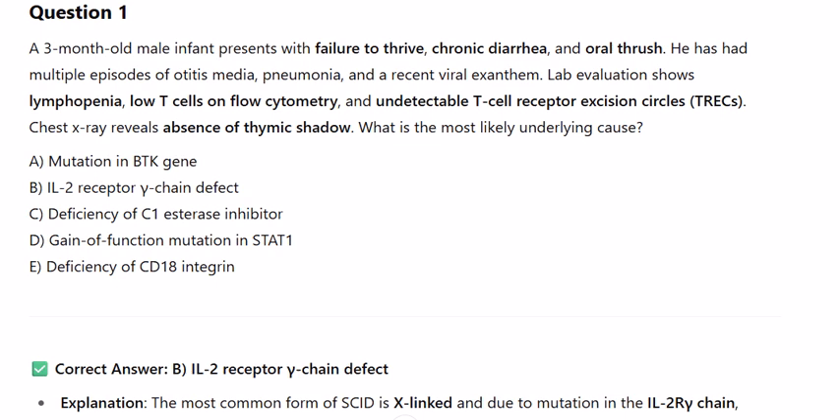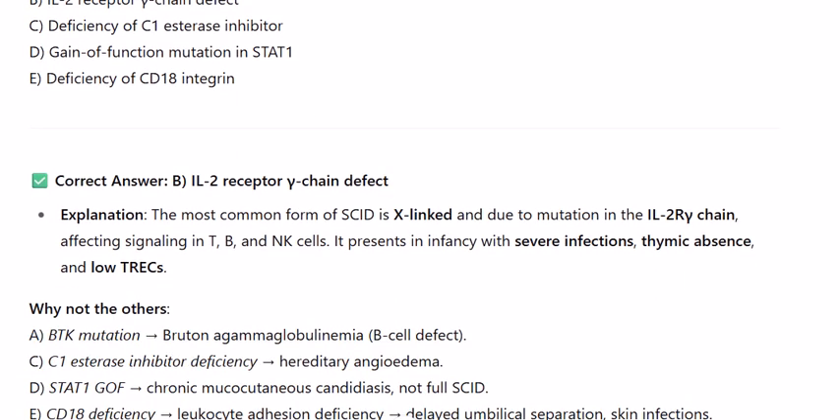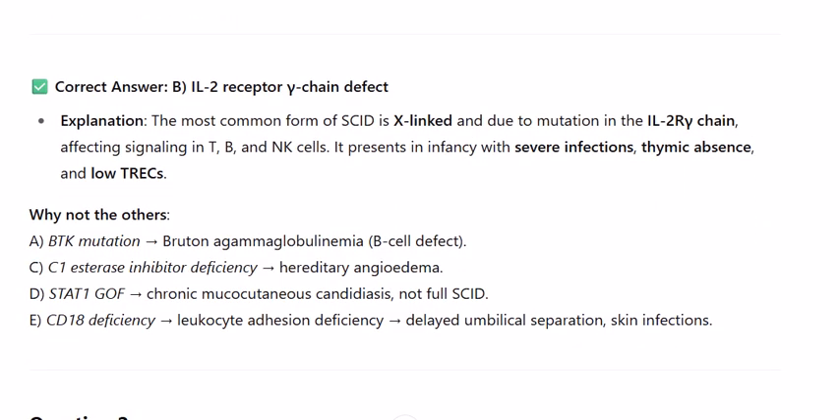Correct answer, B. IL-2 receptor gamma chain defect. Explanation. The most common form of SCID is X-linked, and due to mutation in the IL-2R gamma chain, affecting signaling in T, B, and NK cells. It presents in infancy with severe infections, thymic absence, and low TREC.